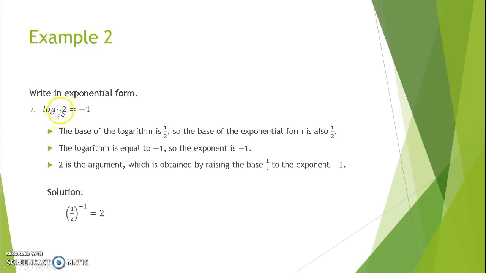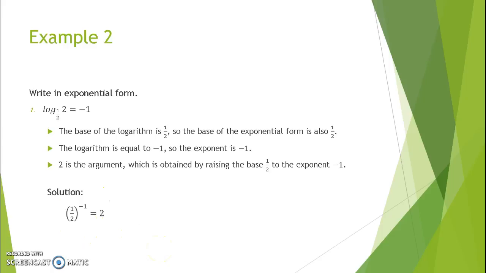So the base of the logarithm is also the base of the exponential form, right? So we're going to have 1/2. And then we're going to remember that the logarithm is the exponent, right? So then -1, which is the logarithm, is the exponent of the exponential form. And then the argument, the input of the logarithmic form, is actually the output of the exponential form. So here we have it written in exponential form.